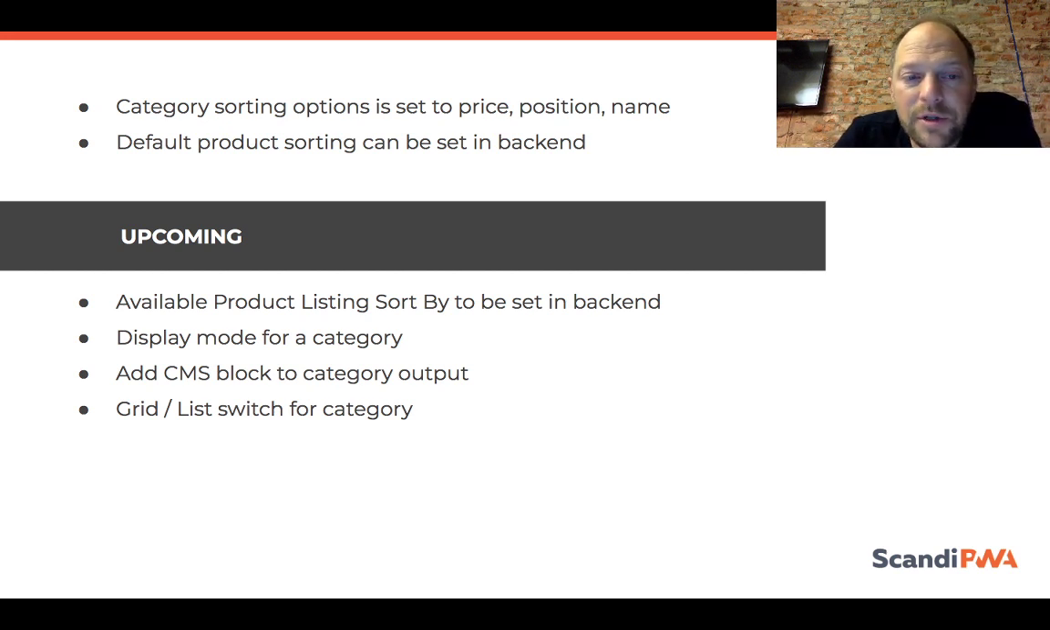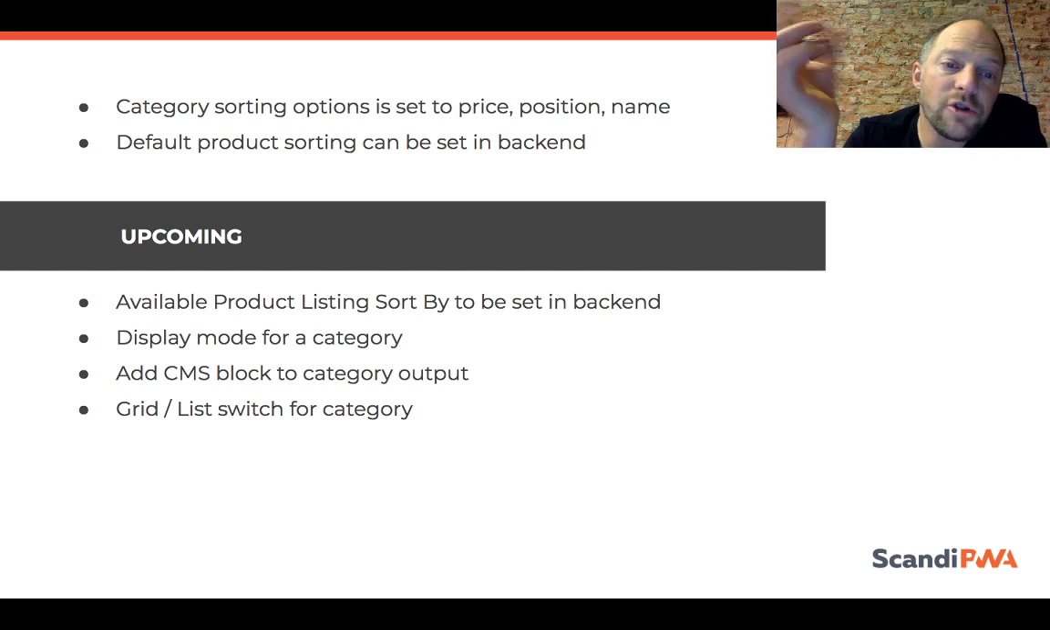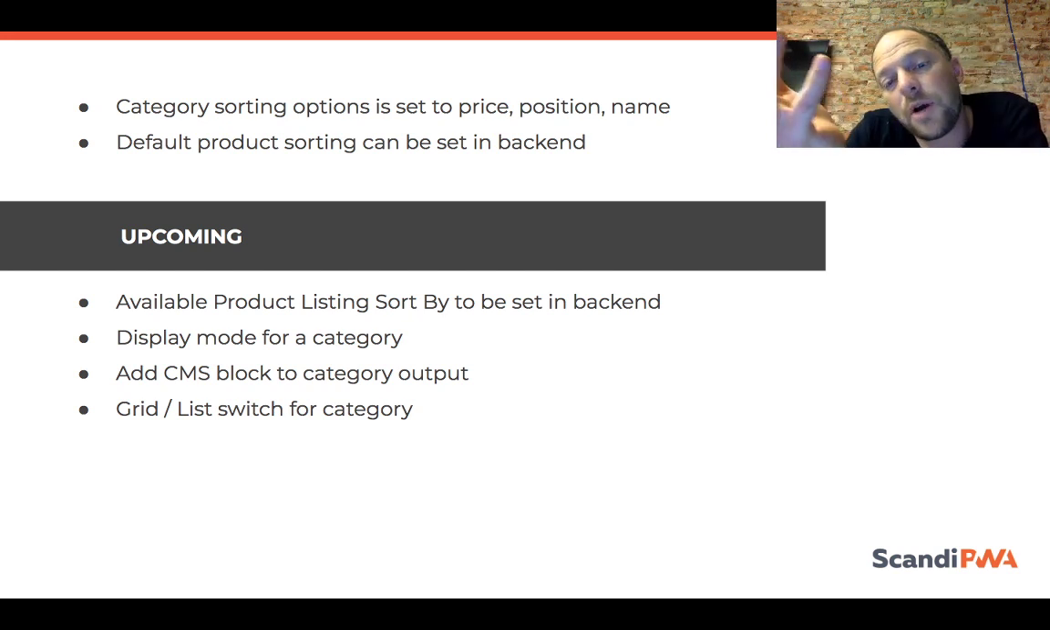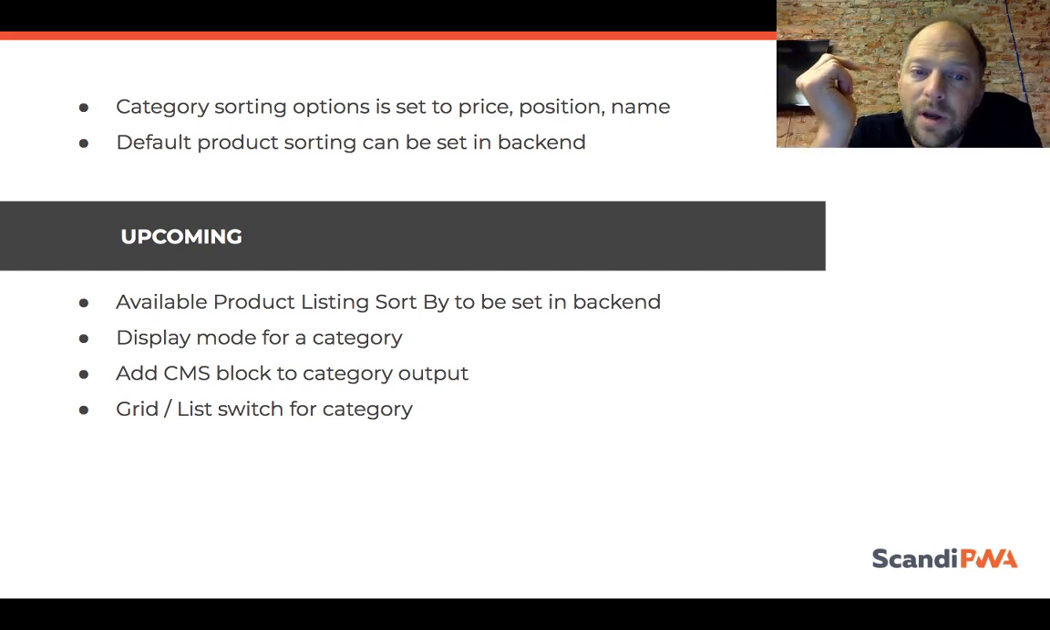Display mode for a category is soon to be released, so a category might feature just a static block, for example. So currently it features description and category output, but I think it takes just two weeks and you'll have a possibility to add static block and then a widget there with some new products, or set display mode to just a static block, for example. Grid list switch for a category is also postponed to further releases. Currently, it's a grid.